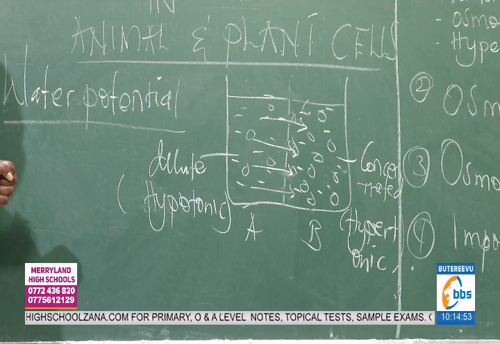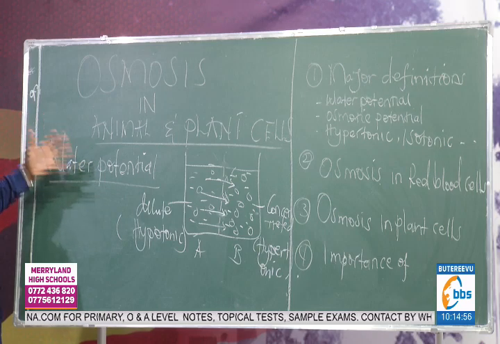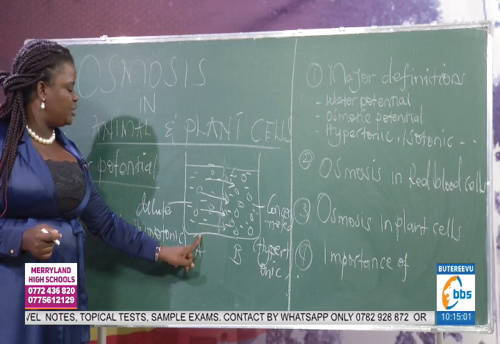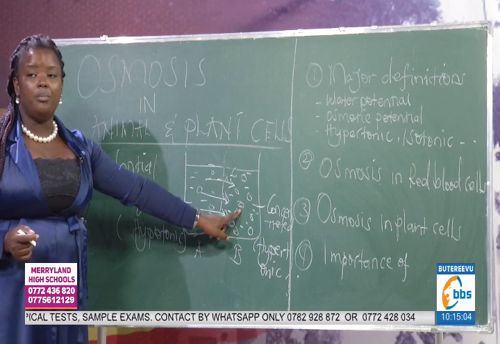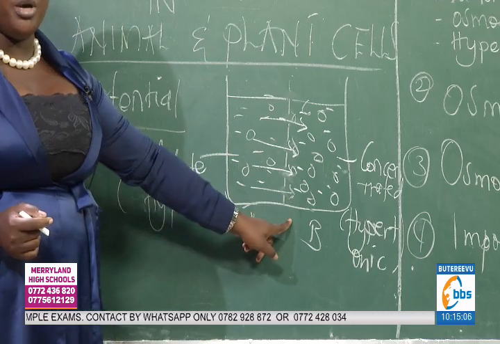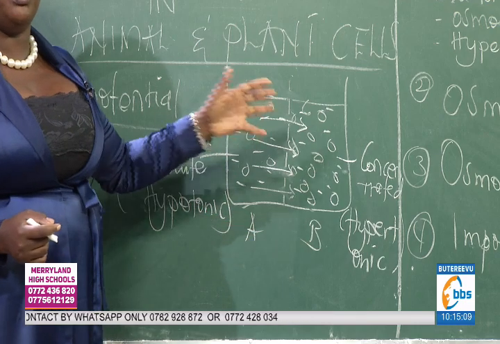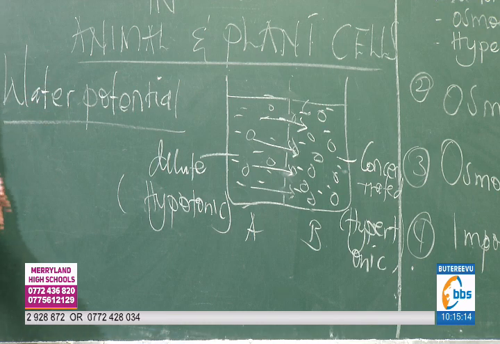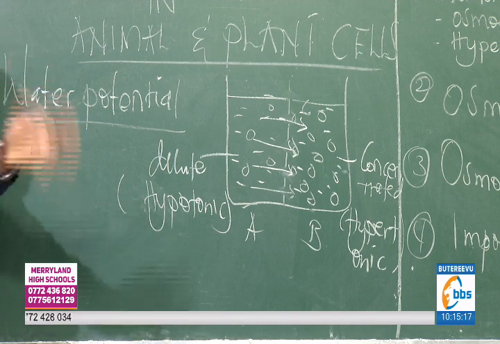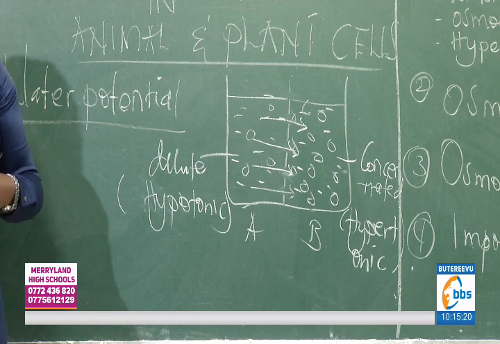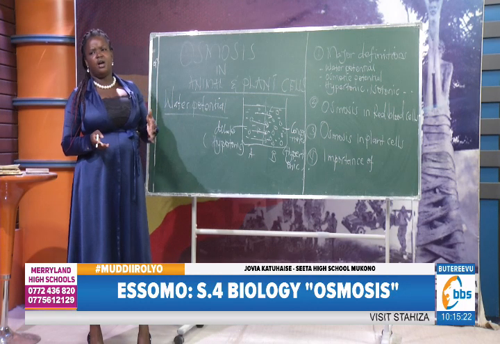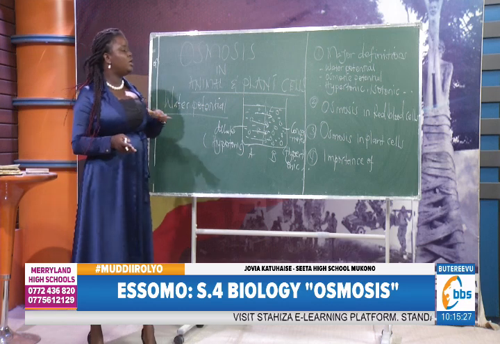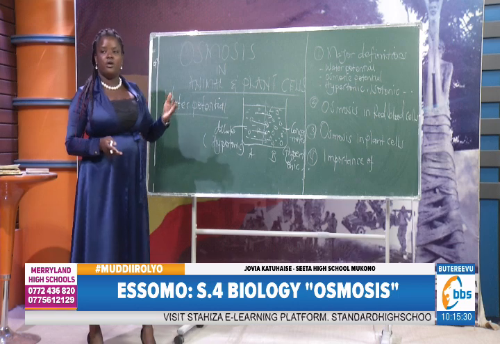The third definition could be: osmosis is the movement of water molecules from a low solute potential to a high solute potential across a semi-permeable membrane. Now that is in terms of solutes. Then the last definition could be: the movement of water molecules from a region of their high concentration to a region of their low concentration across a semi-permeable membrane. That's almost four definitions. You just have to understand the concept, and then you don't need to start stammering around in an exam.